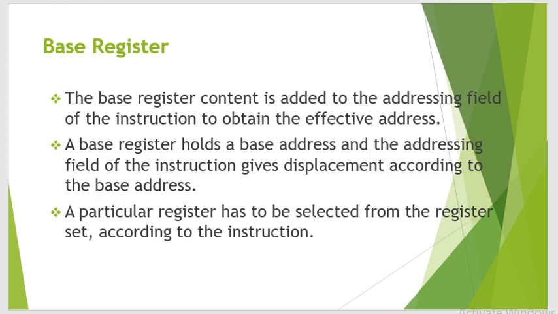Then the base register. The base register content is added to the addressing field of the instruction to obtain the effective address. A base register holds the base address, and the addressing field in the instructions gives the displacement according to the base address. A particular register has to be selected from the register set according to the instructions.